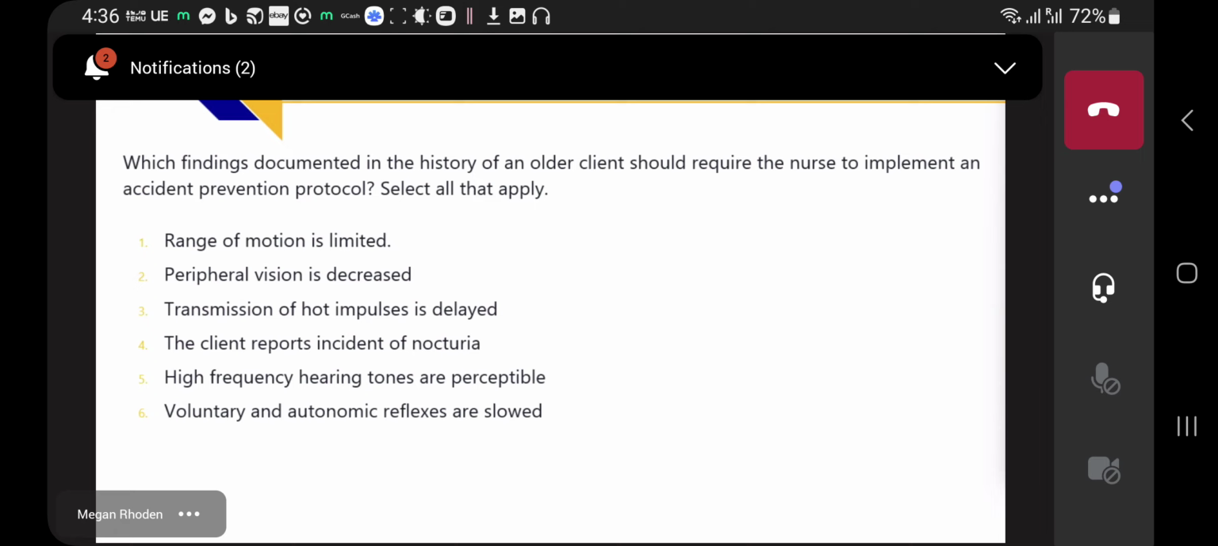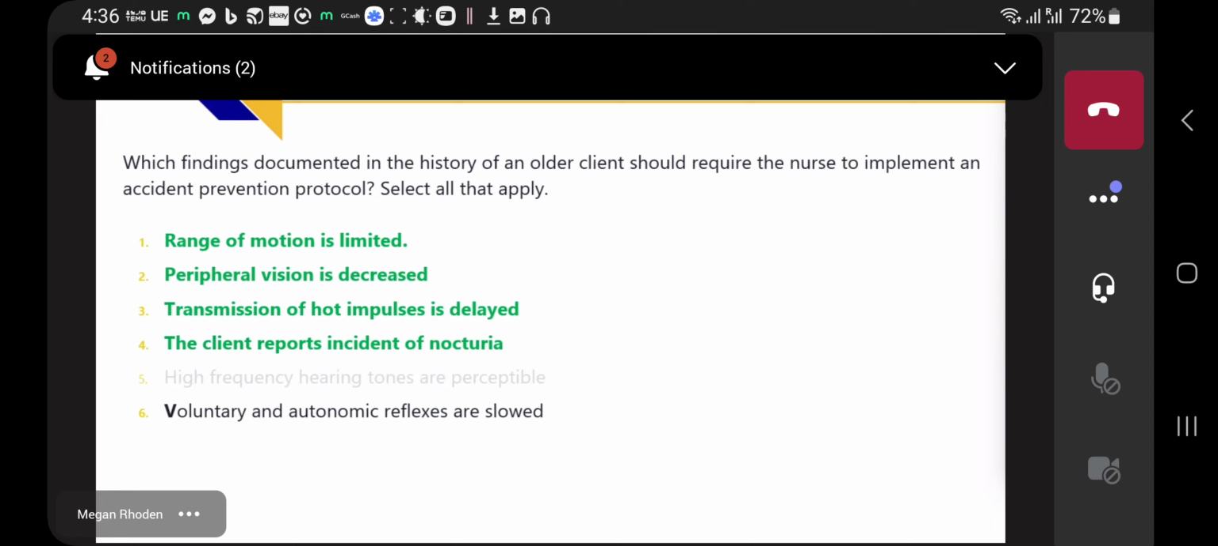Alrighty, guys. So, coming back together, let me reveal the correct answers here to you. And it would be all but 5. So, 1, 2, 3, 4, and 6. So the pathophysiological changes that occur during the aging process increase the client's risk for accidents. So number 1, range of motion is limited. Musculoskeletal changes include a decrease in muscle strength and function, lessen joint mobility, and limit range of motion.